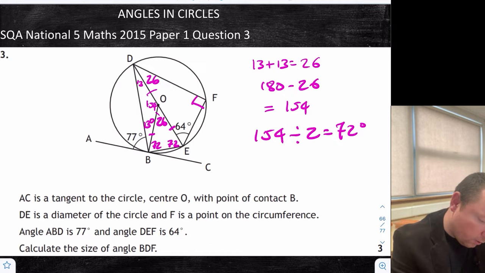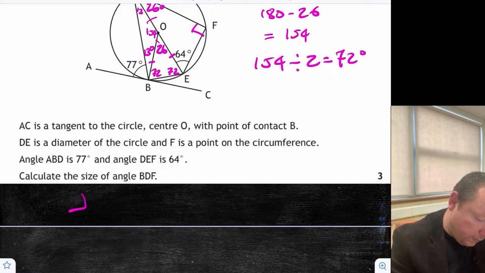So we've got the one up here as well. And then we just check, what's it asking for? BDF, B to D to F, so these two together. And then just write a little statement. Angle BDF equals 13 plus 26, which equals 39.